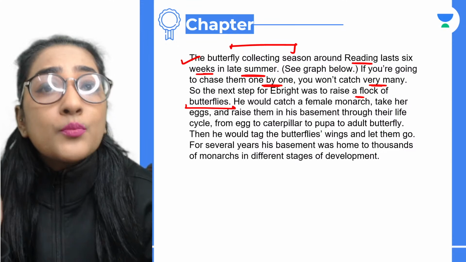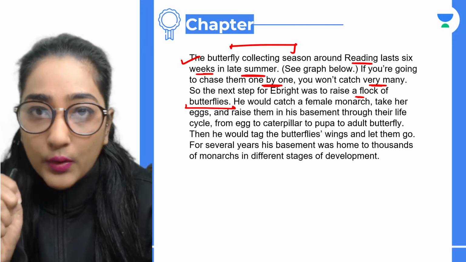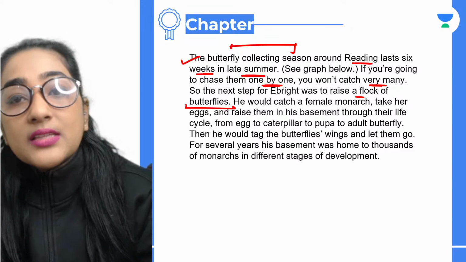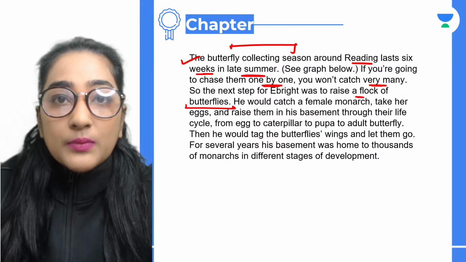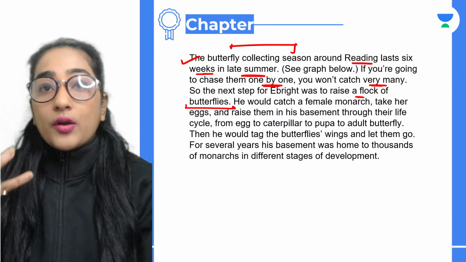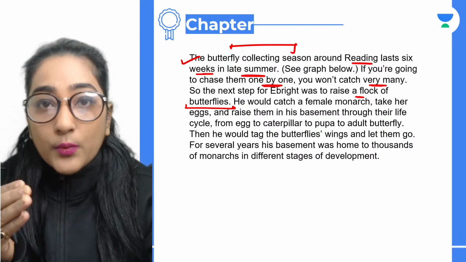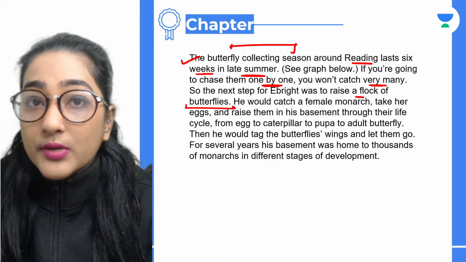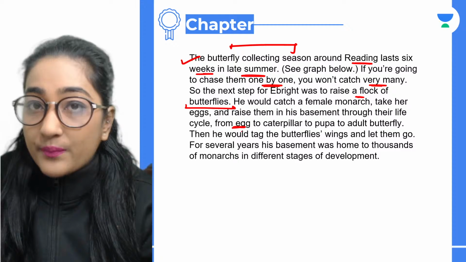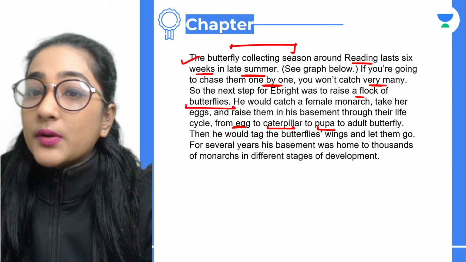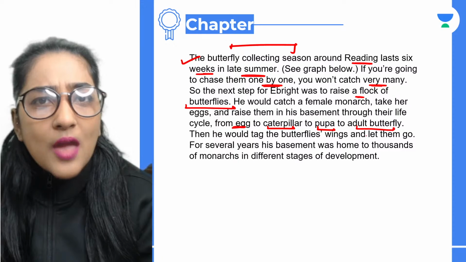Okay? And take her eggs. He used to take the eggs of the female monarch and raise them in his basement through their life cycle. So he kept the eggs in his basement so that when the period of the eggs came to an end and they broke, the offspring of the butterfly would come out. So, this is what he used to do. He kept them through their life cycle. From egg, it becomes a caterpillar, then caterpillar to pupa and then to adult butterfly. This is what he started doing because ultimately he wanted the butterflies.